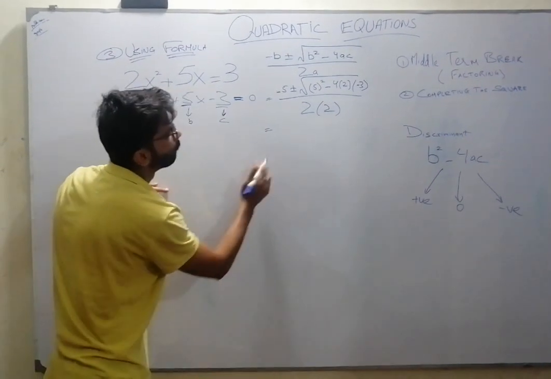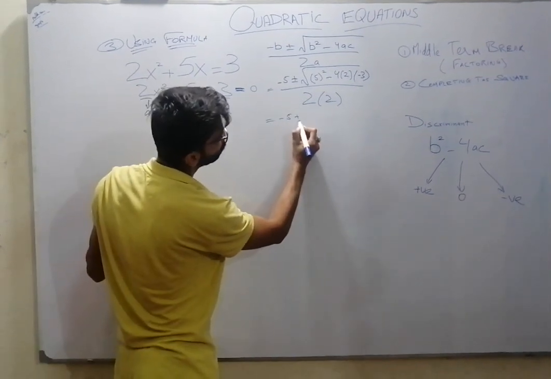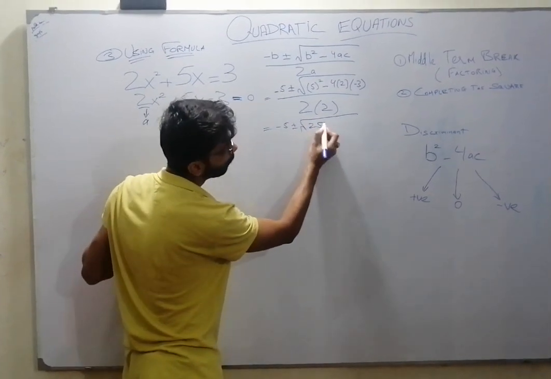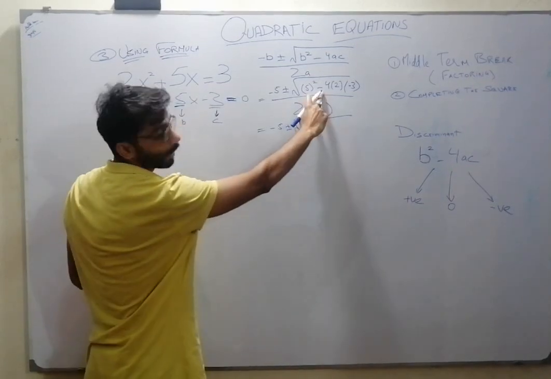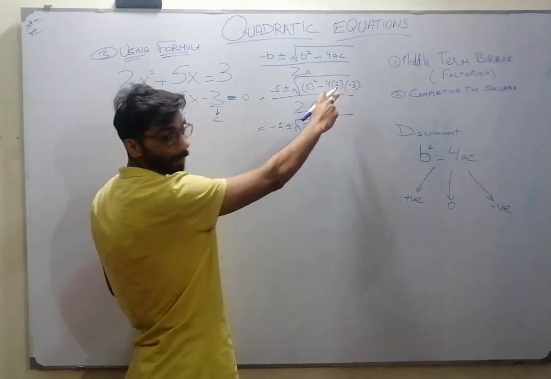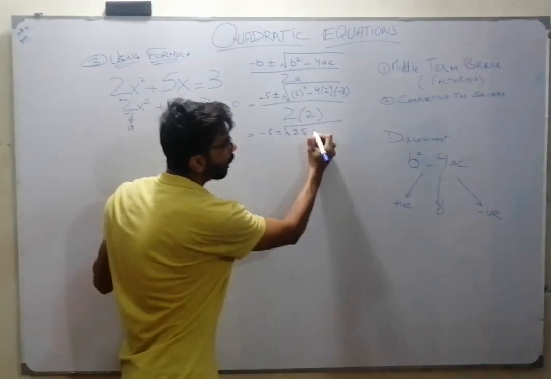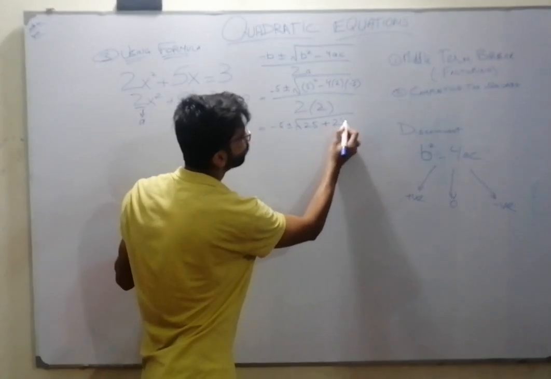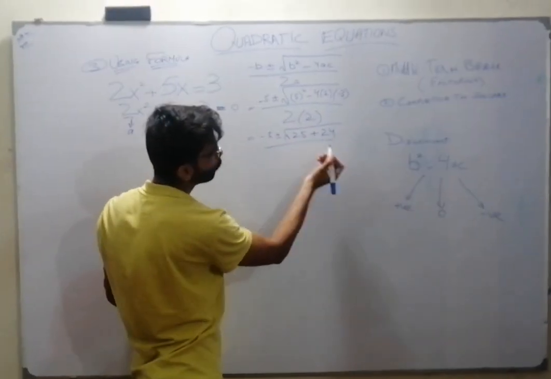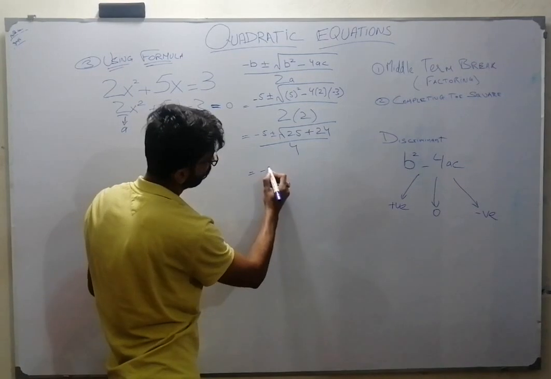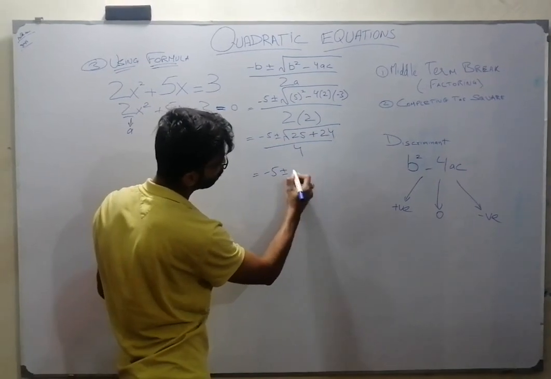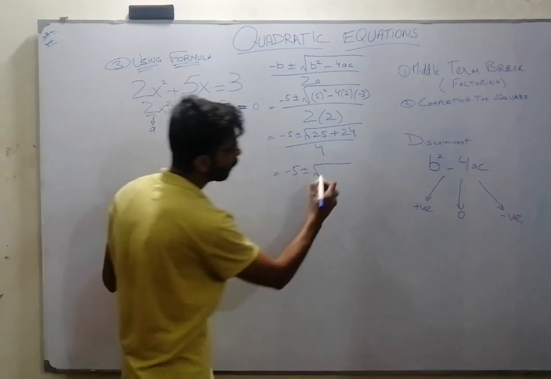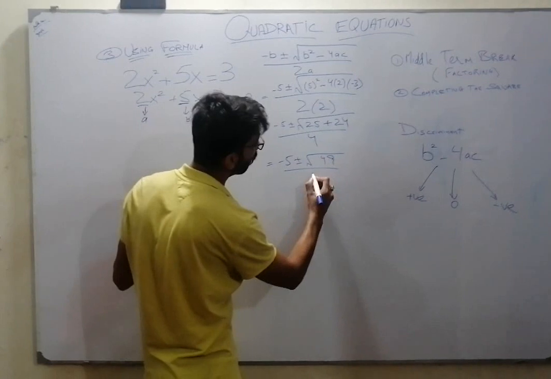Okay, let's further solve it. This is minus 5 plus minus under root 5 square is 25. Now look, we have got this minus and this minus. They'll both multiply with each other and we'll get a positive. So 4 2s are 8, 8 3s are 24. Divided by 2 2s are 4. This is minus 5 plus minus under root, inside we get 25 plus 24 is 49. So this is 49 divided by 4.